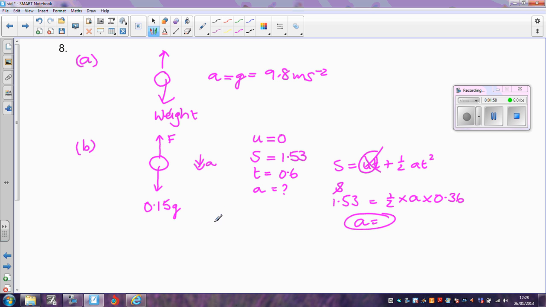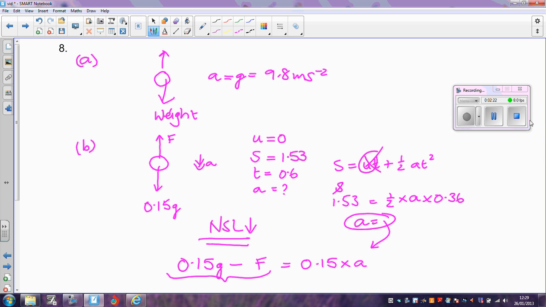Once you've found a, you can use Newton's second law in a downward direction, because you know that the force is acting downwards. Essentially, the net force is going to be in a downward direction, 0.15 g minus that F. So in other words, that's your F net part of Newton's second law, and that's going to equal the mass, which is 0.15, multiplied by a, but you will have found a here. Off you go.